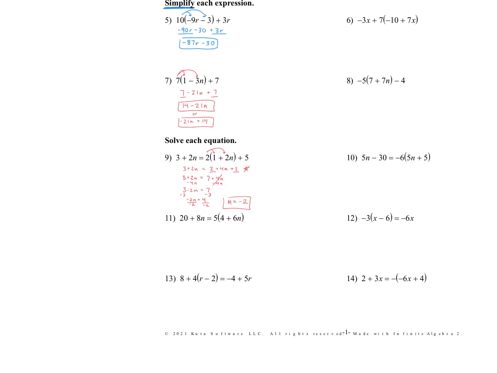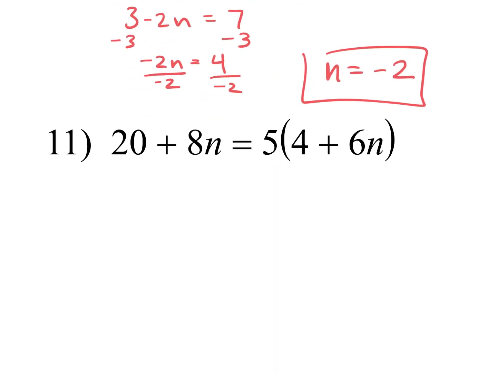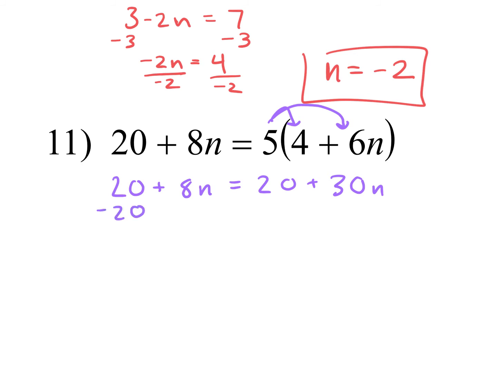All right, let's look at number 11. What should I do first for number 11? Distribute. So I have 20 plus 8n is equal to 20 plus 30n. What should I do next? Subtract 20 from both sides. So it cancels out because 20 minus 20 is 0.